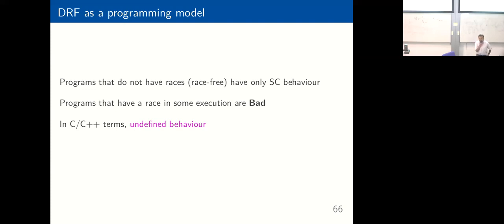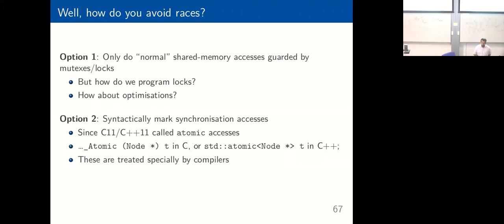Okay, so easy then. Let's not write any races. How do we avoid those races? Well, we could always do shared memory accesses properly guarded by locks or mutexes, as you might call them in C and C++. And that will be sufficient if you always lock your accesses. That will be sufficient to give you sequentially consistent behavior.